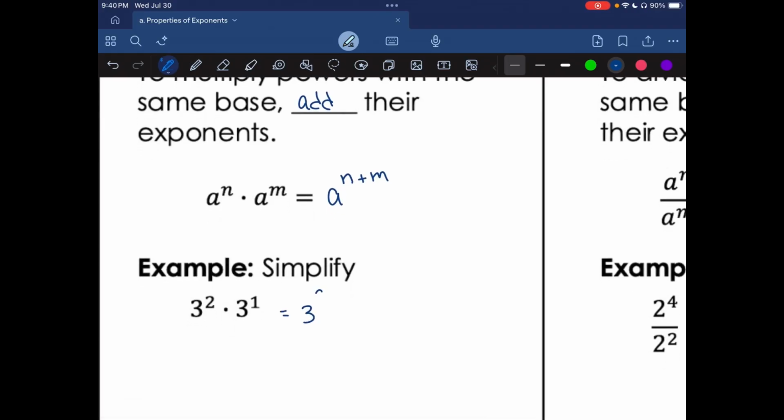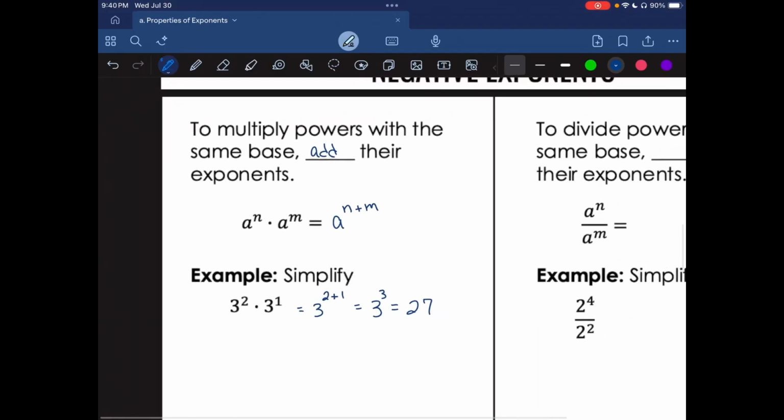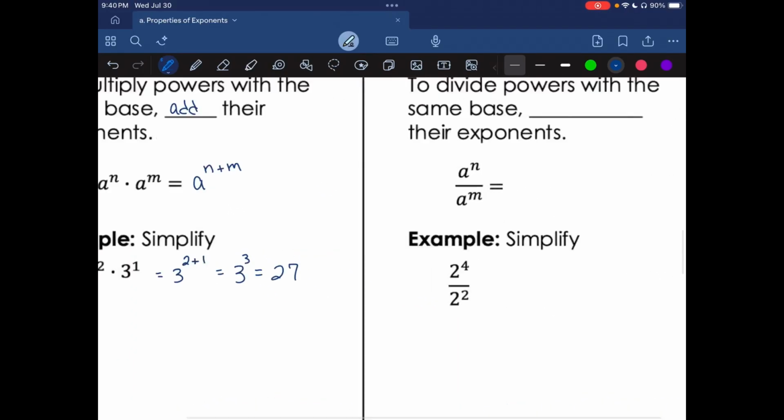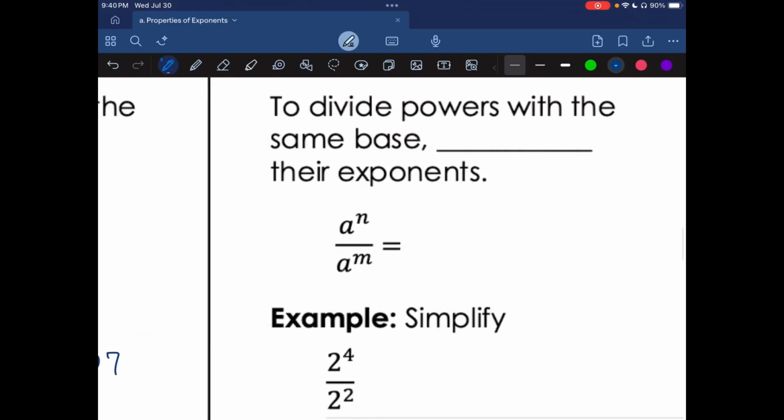All right, to divide powers, things that have a base with an exponent, that's what I mean when I say powers, with the same base, we are going to subtract their exponents. So if I have a to the m over a to the n, that's going to be equal to a to the m minus n, like so.